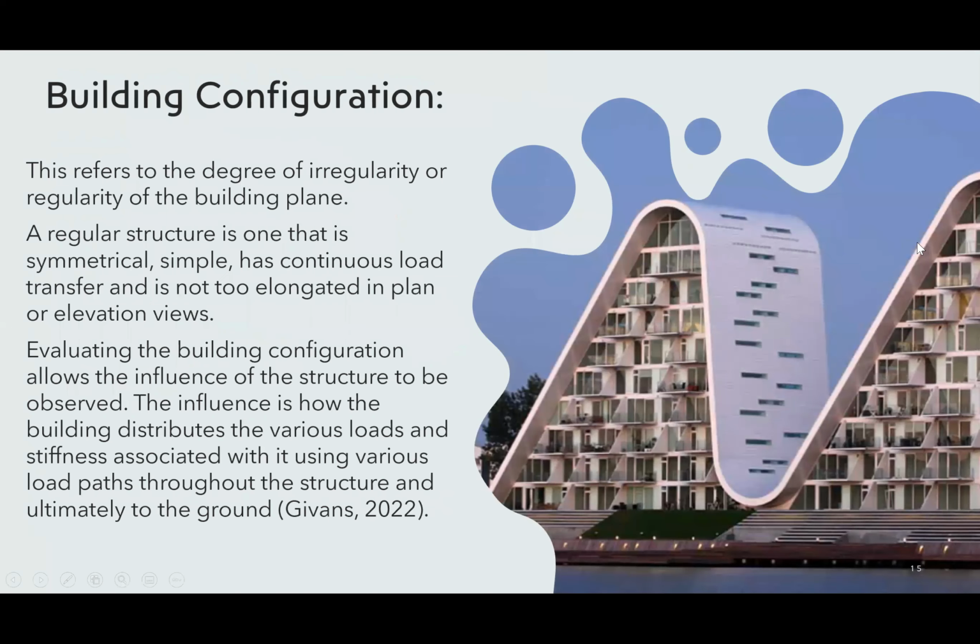Building configuration. This refers to the degree of irregularity or regularity of the building plane, i.e., the shape of the building. A regular structure is one that is symmetrical, simple, has continuous load transfer, and is not too elongated in plan or elevation views. Evaluating the building configuration allows the influence of the structure to be observed. The influence is how the building distributes the various loads and stiffnesses associated with its various load paths throughout the structure and ultimately to the ground, Gibbons 2022.